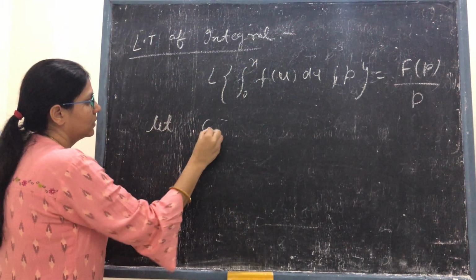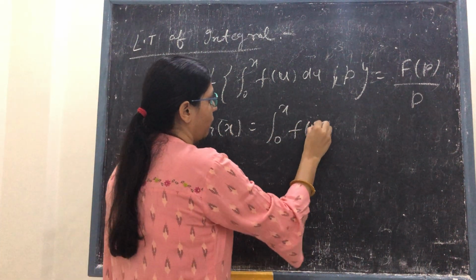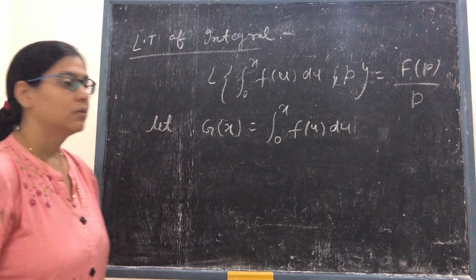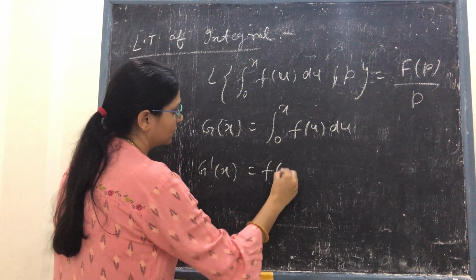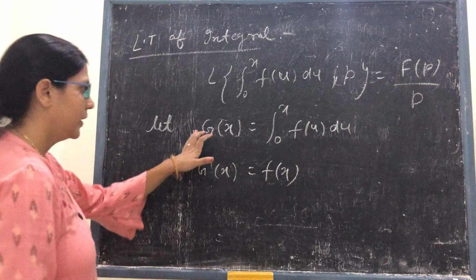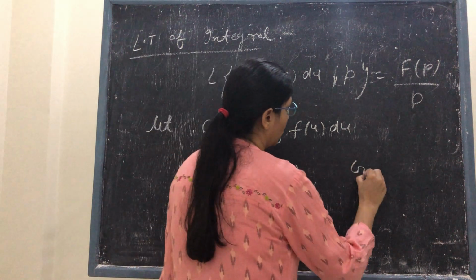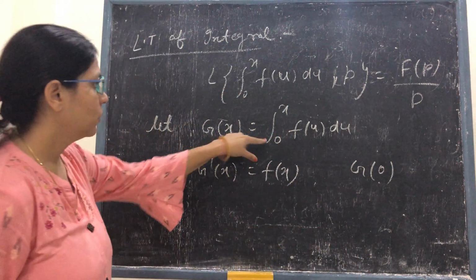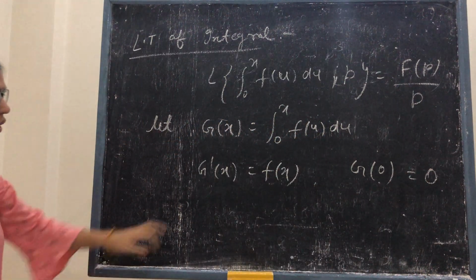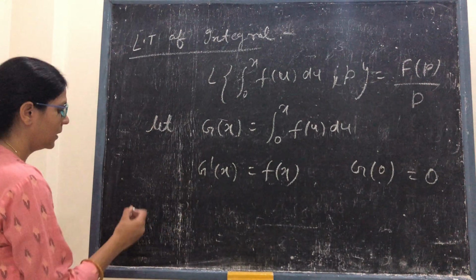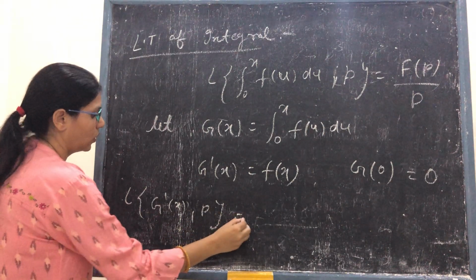Let g of x equal our function, the integral from 0 to x of f of u du. Now the derivative g dash x, what is it? If we differentiate this, we will get f of x. And what is the value of g of 0? If we put 0 here, then x should be 0. So the value of g of 0 is 0. Now we have studied the formula of the derivative. So now finding the Laplace transformation of g dash x, which is what?